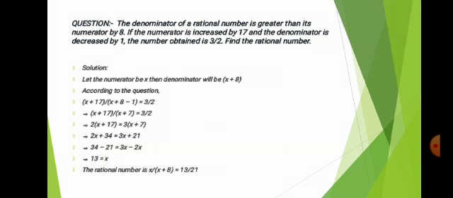Now x is the numerator, so the numerator will be 13 and the denominator is x plus 8. So 13 plus 8 is equal to 21. So our rational number will be 13 upon 21.